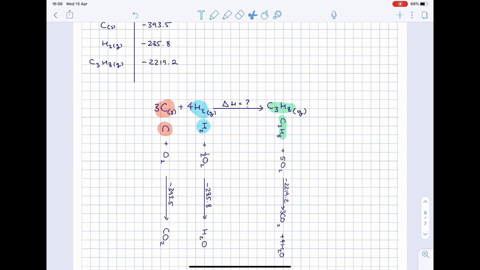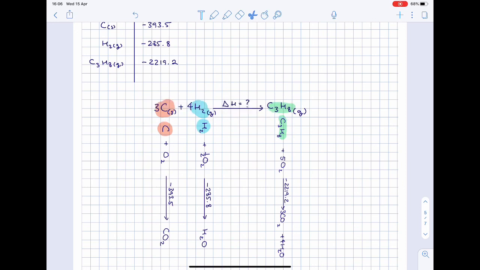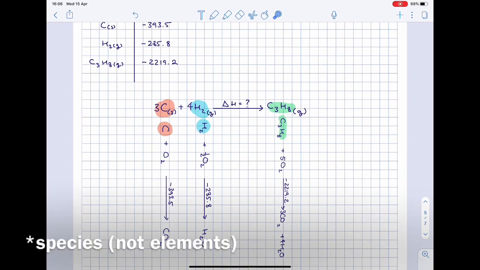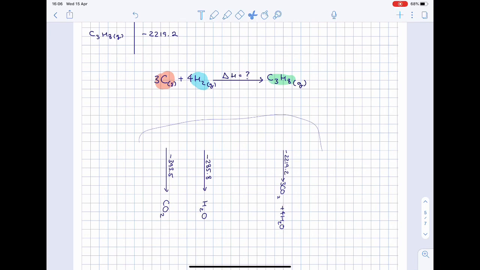And all I'm going to do is tidy this up. So I'm just going to get rid of these bits of the equation on the left hand side, or the reactant side. I'm just going to delete those because we've already got these elements in the top here, so we don't really need this. Okay, so I'm going to just get rid of those. And then we're just going to move those arrows up.